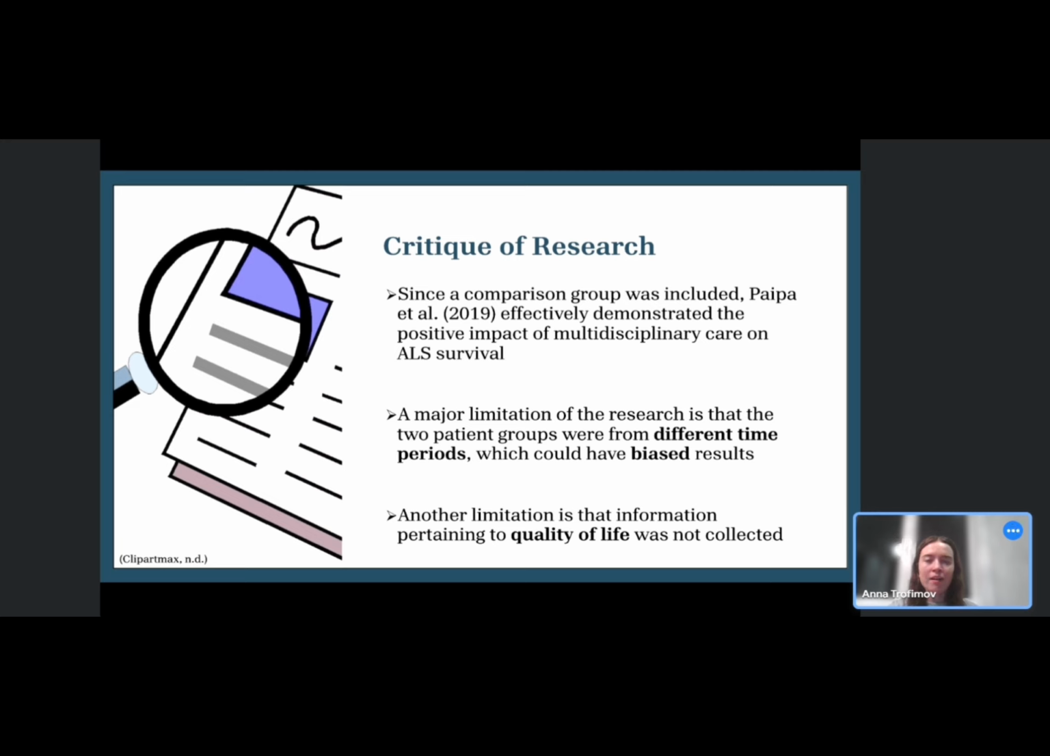However, a major limitation of the research is that the two patient groups were from different time periods, which could have biased results, because treatment at neurology clinics in 2001 to 2012 might have actually produced better outcomes. Another limitation is that information pertaining to quality of life was not collected.